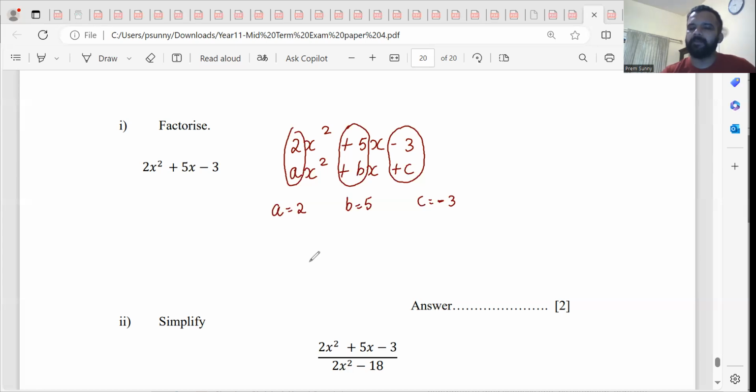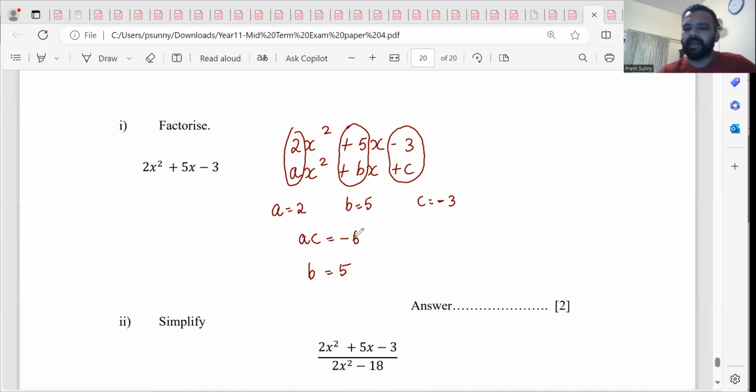Now we always have to find out the values for ac and b. So starting with the standard form, comparing them, and writing down the values of a, b, and c, the next step will always be to find the value of ac and b. ac means a multiplied by c. So 2 multiplied by minus 3 will give you minus 6, and b is 5. ac is minus 6, b is 5.